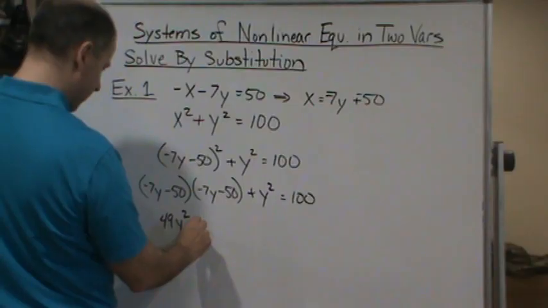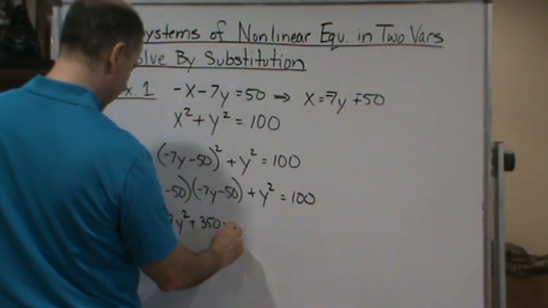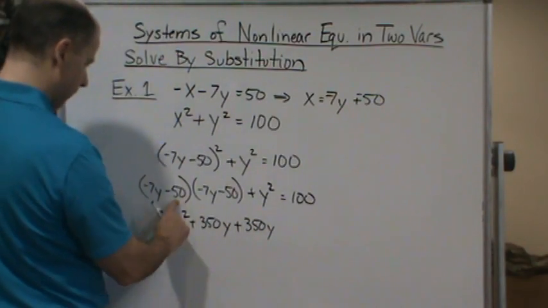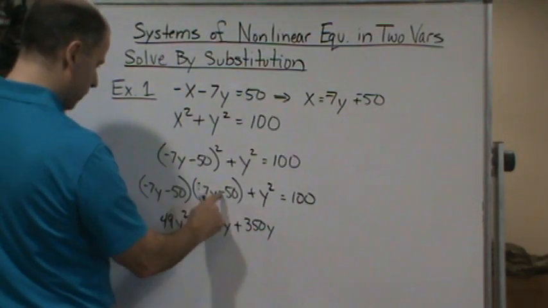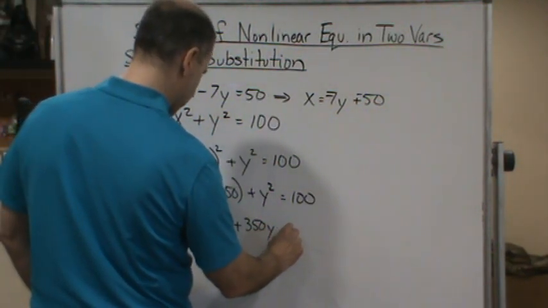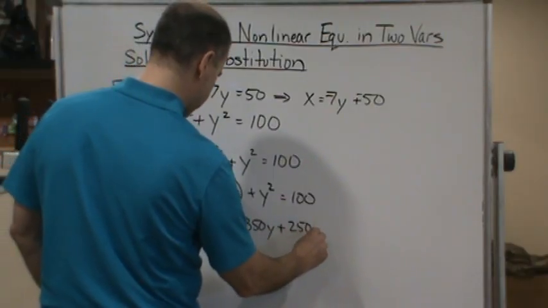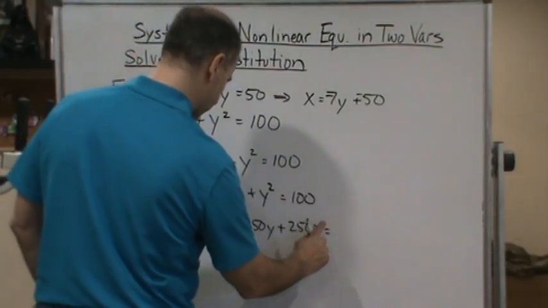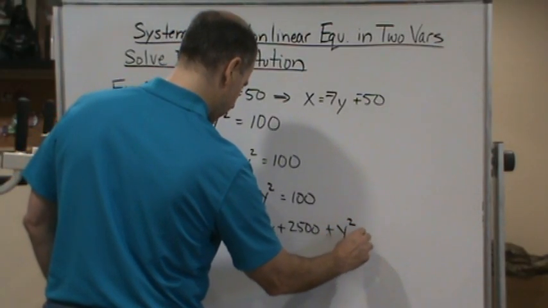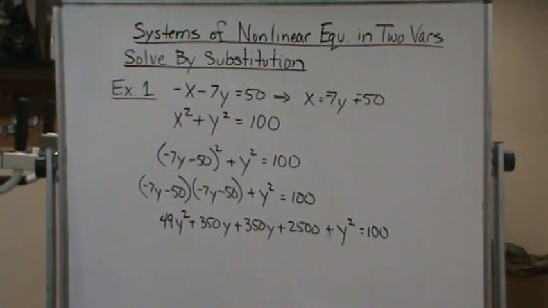So this is going to be plus 350y plus another 350y for these two. And then I'm going to do negative 50 times negative 50, which is going to give me plus 2500. Oh, I forgot the y. So plus y squared equals 100.